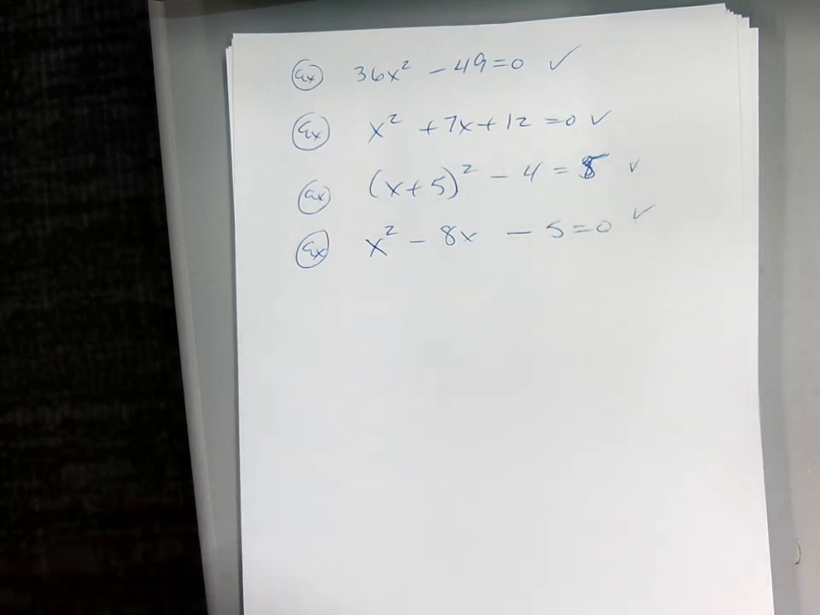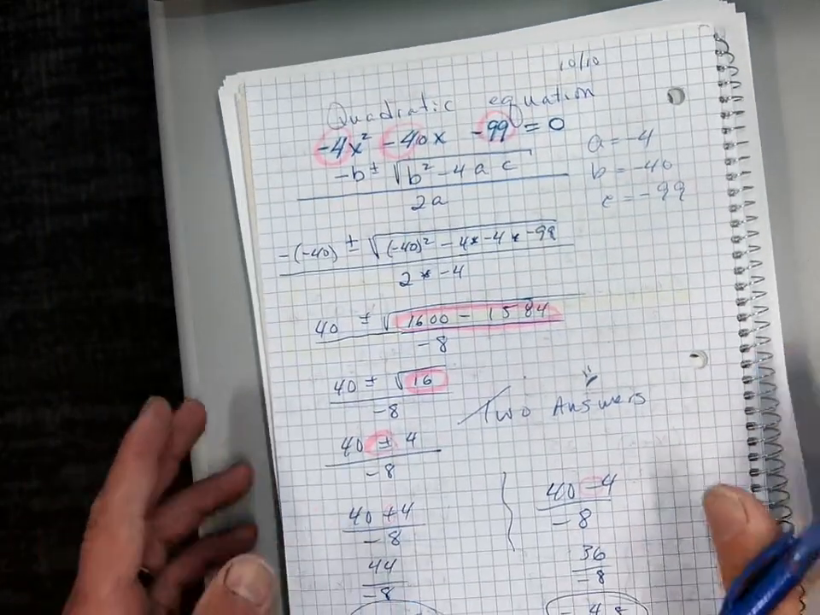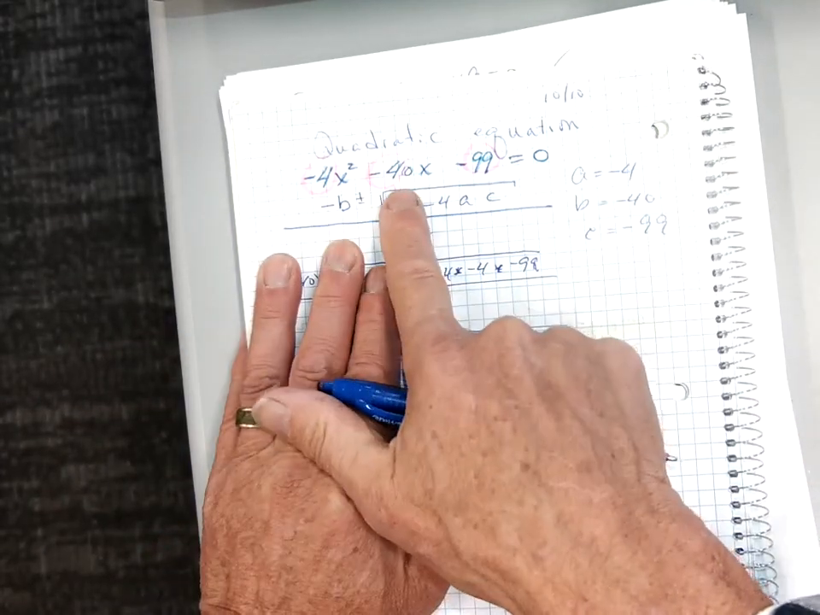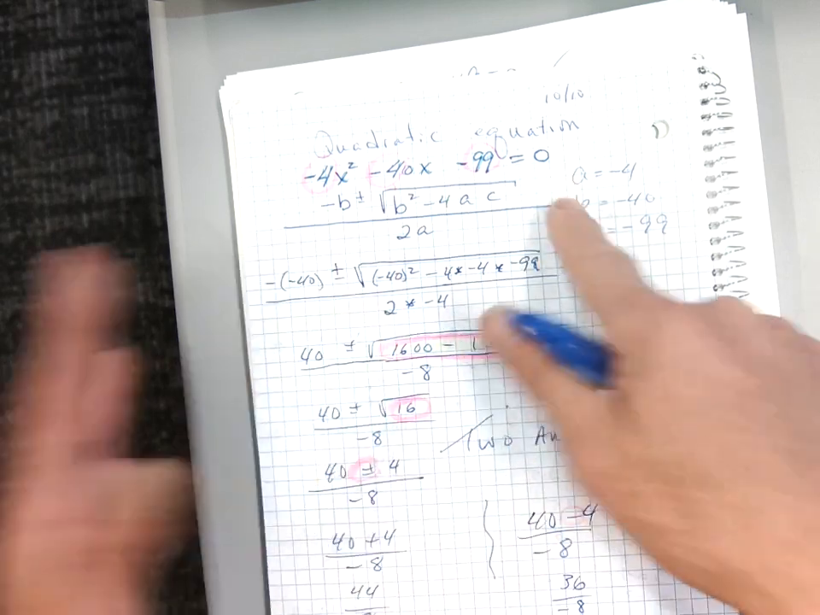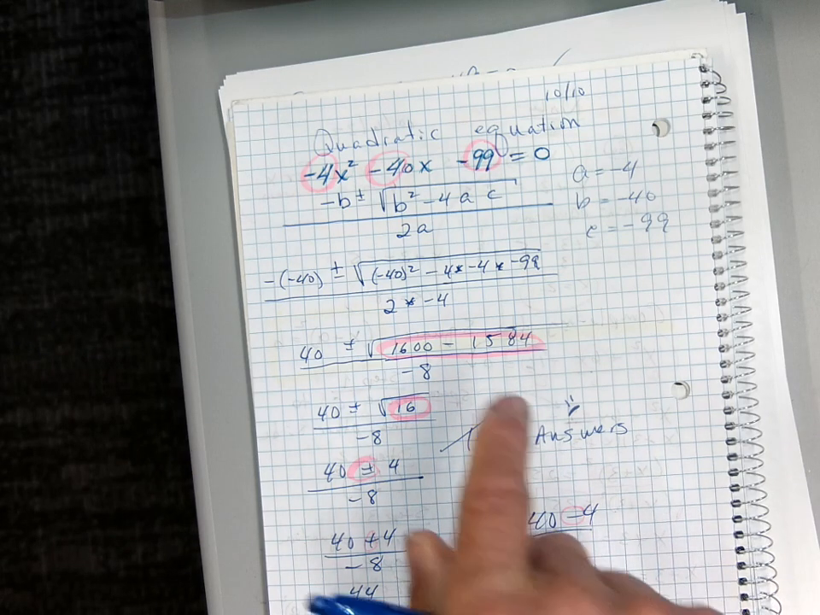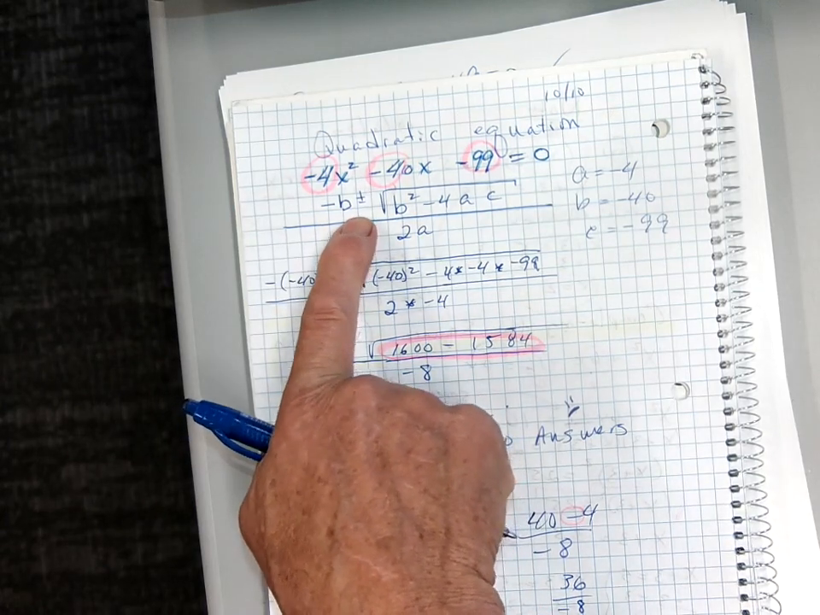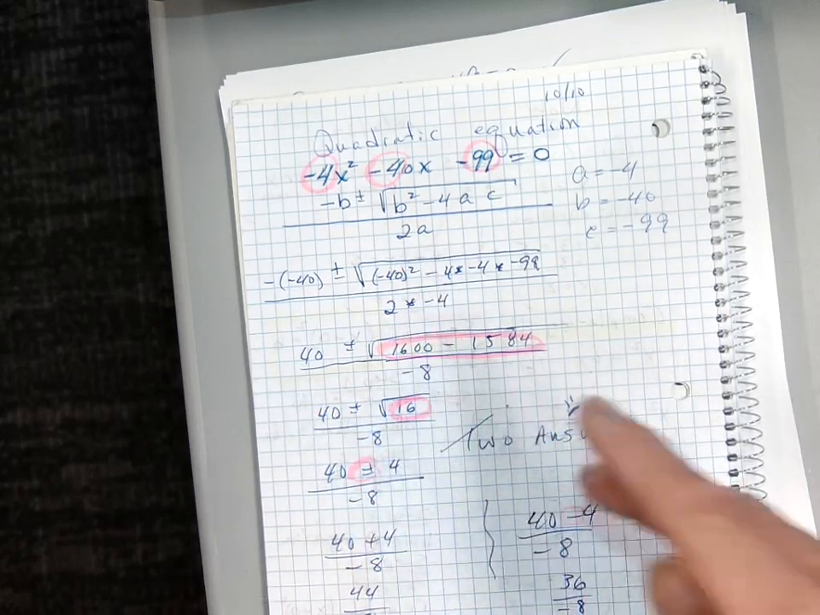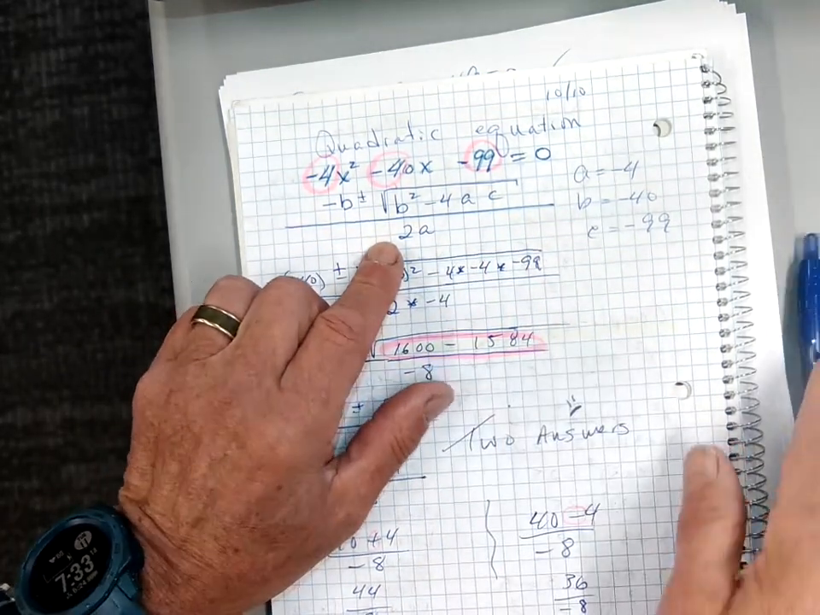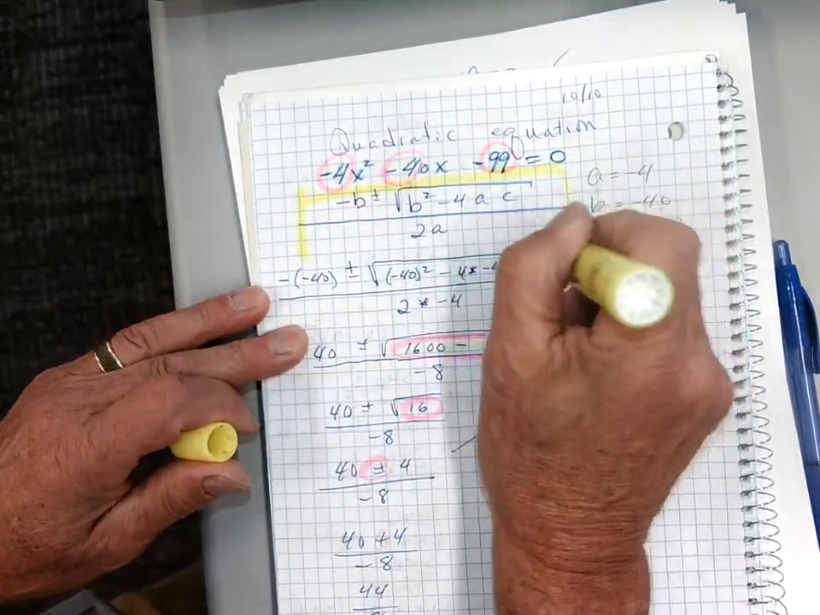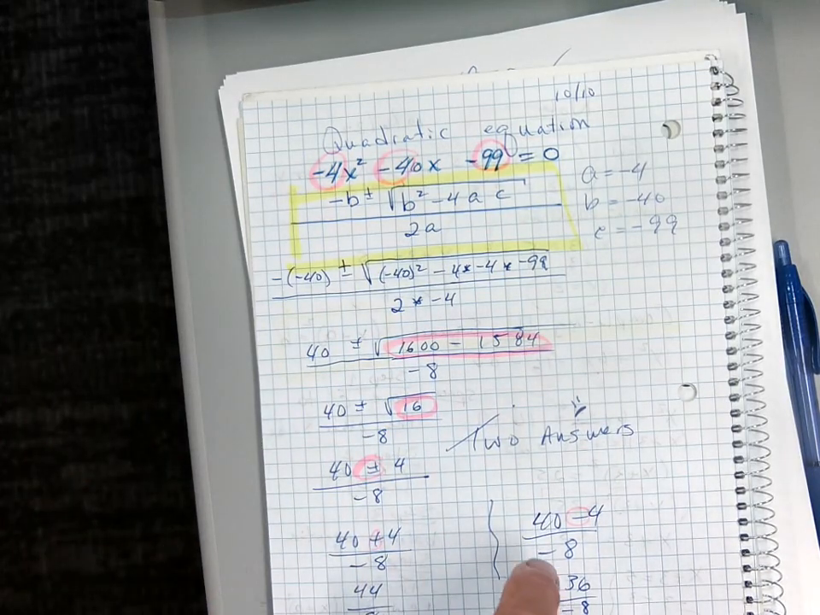But what if none of these work? For example, what if I had negative 4x squared minus 40x minus 99 equals 0? I don't think it factors. Completing the square, maybe, but I know I could always use the quadratic formula: negative b plus or minus the square root of b squared minus 4ac, all over 2a. We've seen this last year, but let's go back through it again. This formula allows me to solve any quadratic I happen to have.